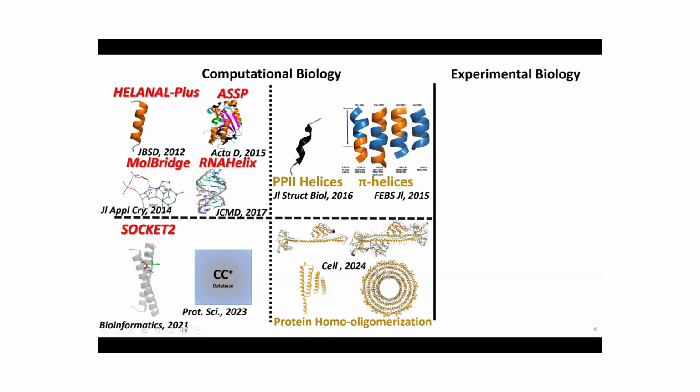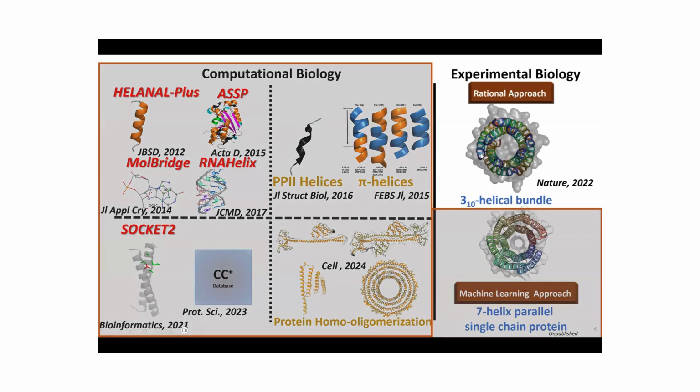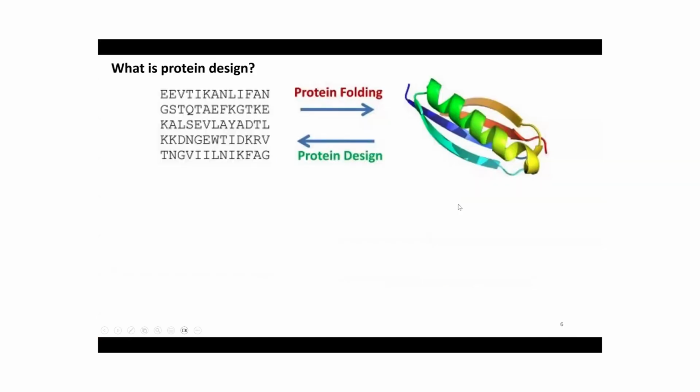As an experimental biologist, I designed the first ever 3-10 helical bundle, and that was a completely rational design approach. Using a machine learning approach, we were able to generate a seven helix coiled parallel single chain protein. But today I'll be focusing more on the design of the 3-10 helical bundle. And I must say, I did this work when I was part of Jack Wilson's group at the University of Bristol as a postdoctoral assistant.